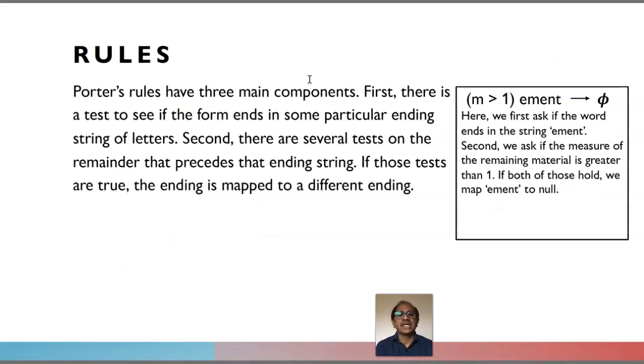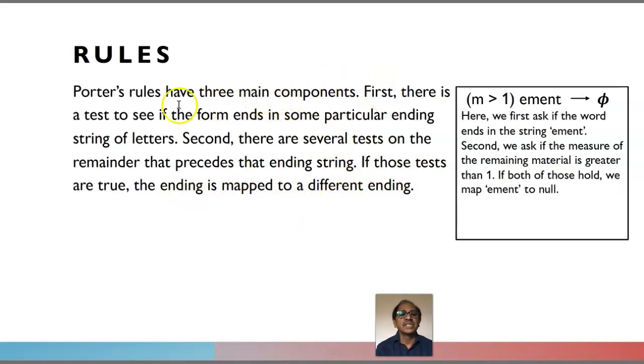Now rules. We said Potter's algorithm has rules. That is, there are blocks of rules. And how is each rule? Now let's look at that. Potter's rules have three main components. What are the three main components? There is a test to see if the form ends in some particular ending string of letters. It first looks at whether that string has a particular ending. Second, there are other tests on the remainder that precedes that ending string. If those tests are true, then the ending is mapped to a different ending.